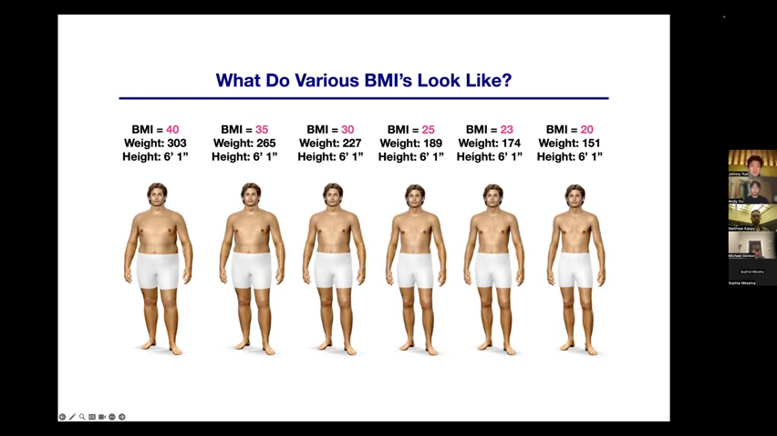Now, of course, it varies. If you have a very athletic build or more muscular, there are other ways of assessing body build and obesity, but this is the standard, simplest way. Your weight divided by your height in meters squared.